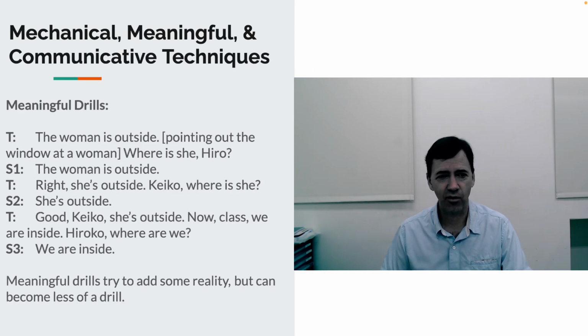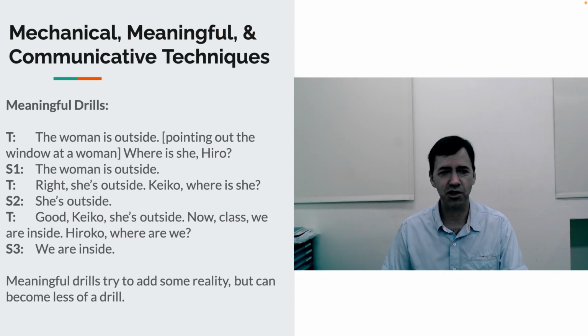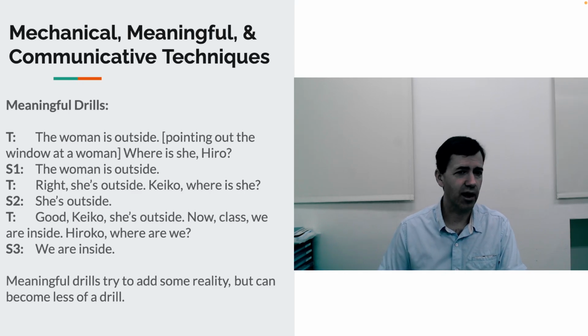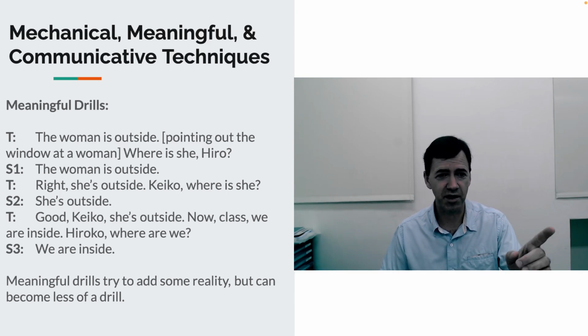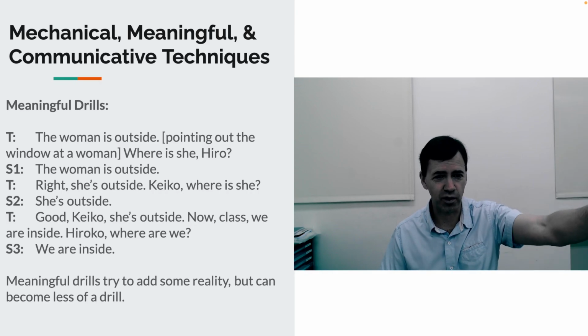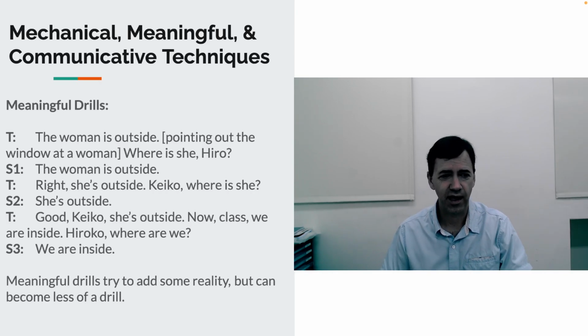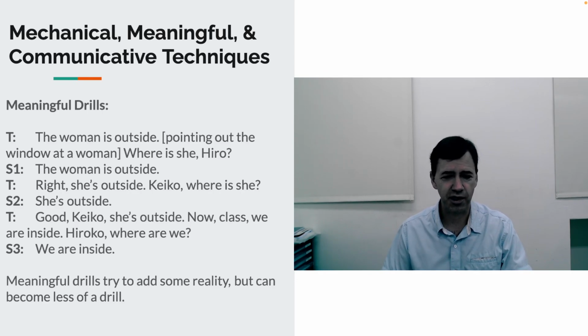Okay, now we have a meaningful drill where we try to add some reality to it. So the teacher still wants to practice by drilling, but she's gonna look around and try to use something that's really happening. So the woman is outside, and then she points to a window. Where is she, Hiro? And then Hiro says, the woman is outside. Right, she's outside. Keiko, where is she? She's outside. Good, Keiko, she's outside.